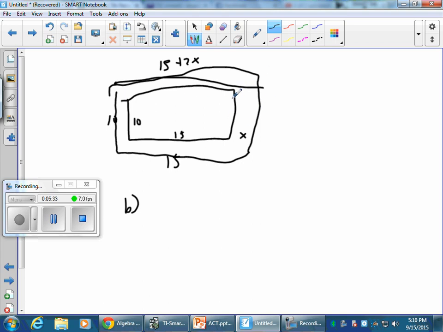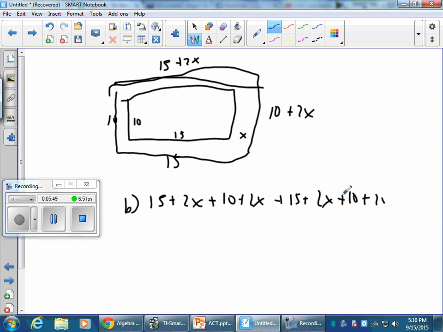And this side would be 10 plus 2x. So the perimeter would be 15 plus 2x plus 10 plus 2x plus 15 plus 2x plus 10 plus 2x. That's the perimeter. Or combine your like terms. 2, 4, 6, 8x. Whoops, why did I write 6? 8x plus 15 and 10 is 25, plus 15 and 10 would be 50. 8x plus 50 is the perimeter.